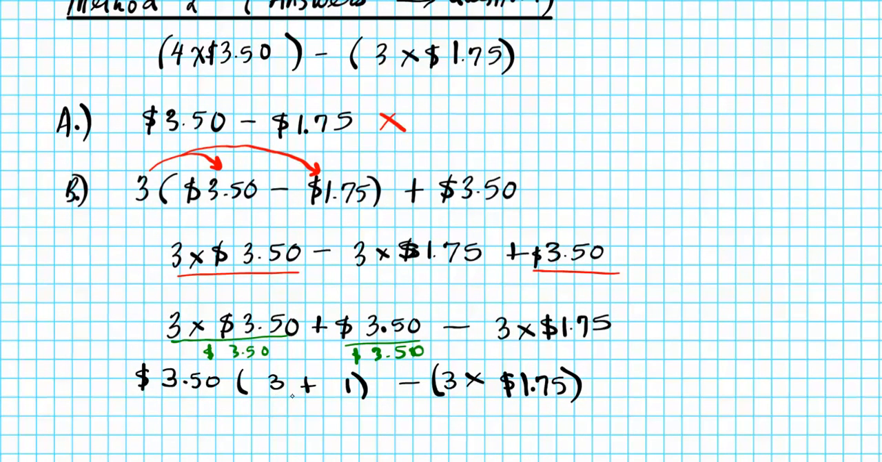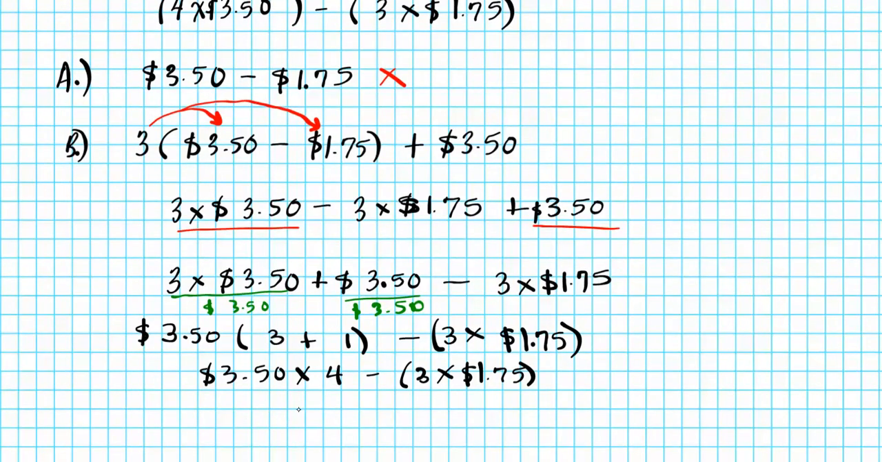Can group this together since we're done with it. Now look at the left side. 3 plus 1 is 4. So you have 350 times 4 minus 3 times $1.75. Now, we know that just like addition, multiplication commutes, okay? The order of multiplication doesn't matter. This can be rewritten as 4 times $3.50 minus 3 times $1.75. And you can clearly see that this matches the original question, so your answer is option letter B.